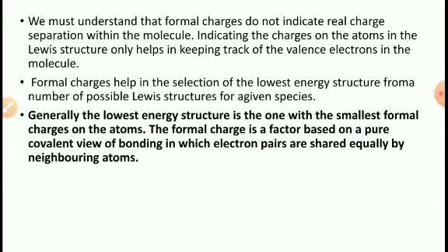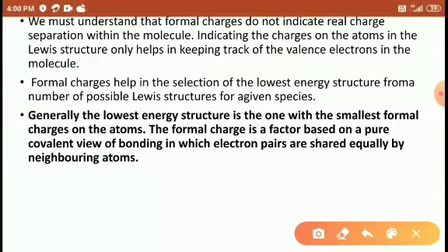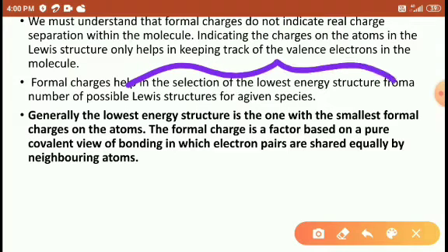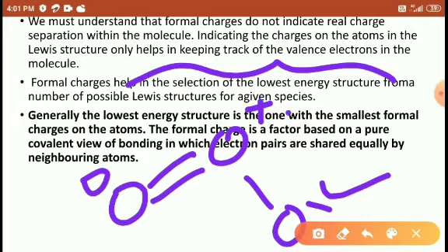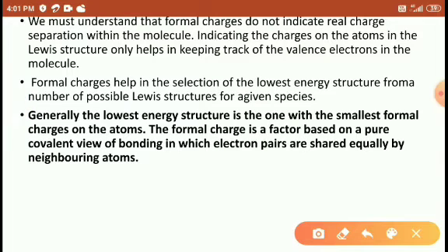So formal charge helps in the selection of the lowest energy structure. It helps identify the lowest energy structure of a given species. Here I am using 3 oxygen atoms: one has a negative charge, one has a positive charge, and another is neutral. So which one has the lowest charge, which one has the highest charge, which one is neutral, all this information is given by formal charge.